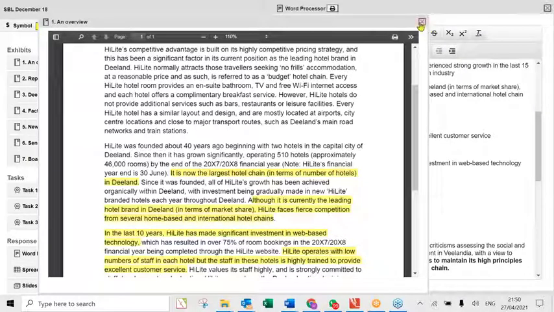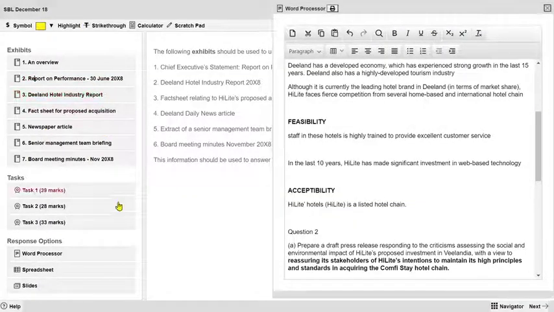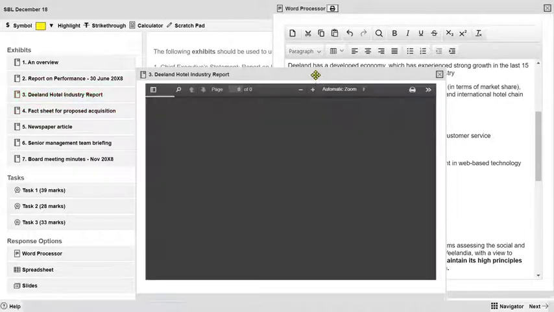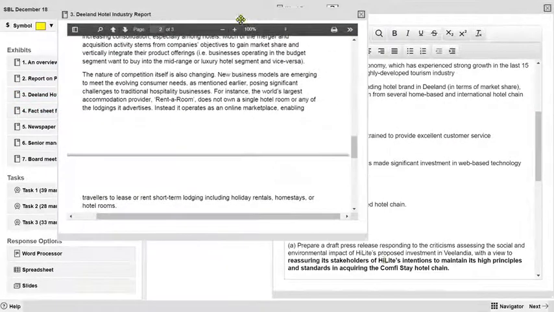So introduction is done. I will close this exhibit, and then let me go to exhibit 4. There's another exhibit here which tells me more about the industry, D-land hotel industry. So can anybody tell me, any information in this exhibit where I can put it in SFA? Internal, external, home country, target country. Can you guess? D-land hotel industry report. Where will I use any information?